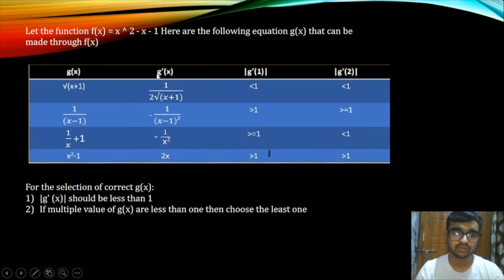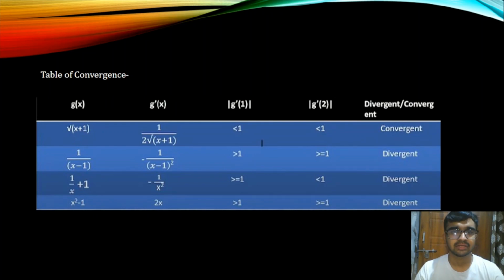G dash x of root x plus 1 will be 1 upon 2 root x plus 1. G dash x of 1 upon x minus 1 will be minus 1 upon (x minus 1) square. For 1 upon x plus 1, g dash will be minus 1 upon x square, and for x square minus 1, g dash will be 2x. Now we would find the mod value of g dash at these values.